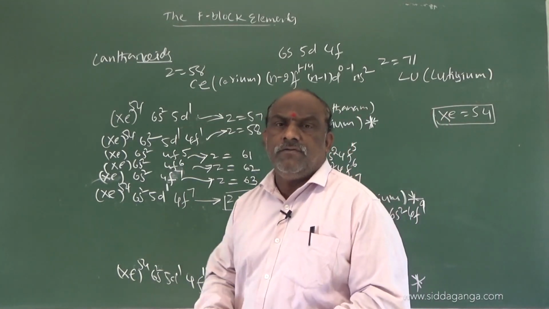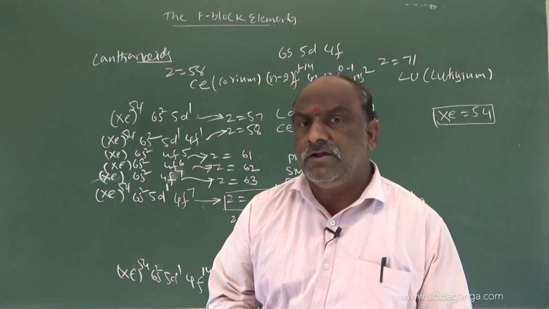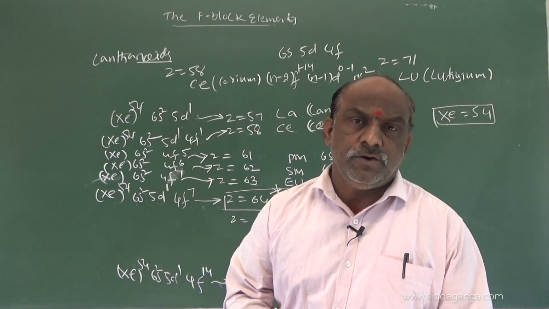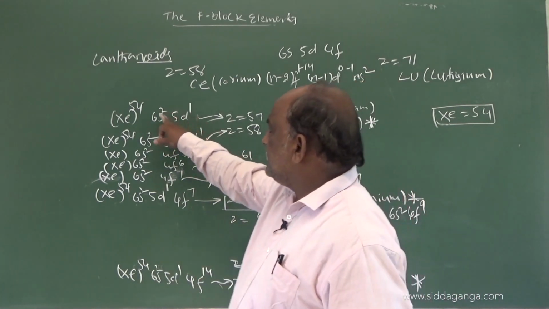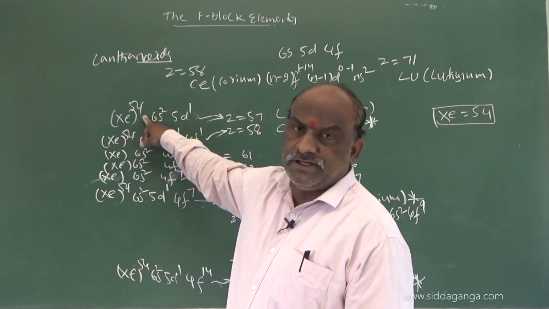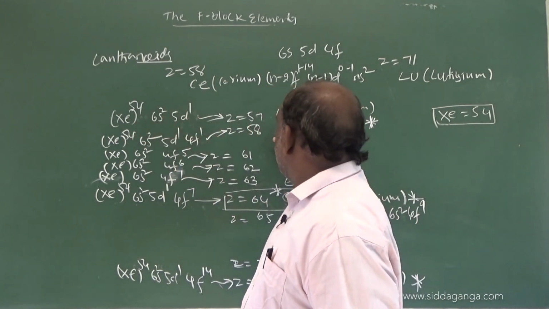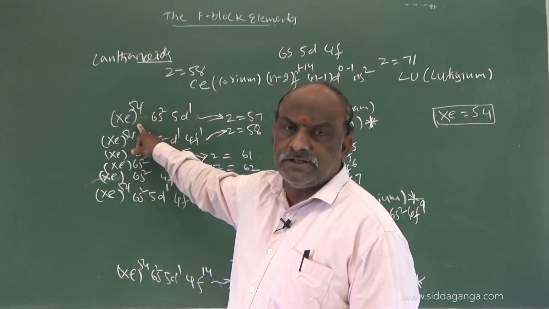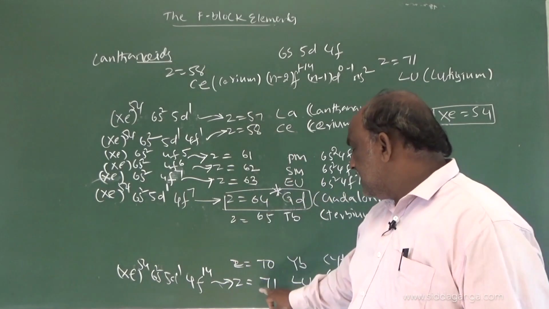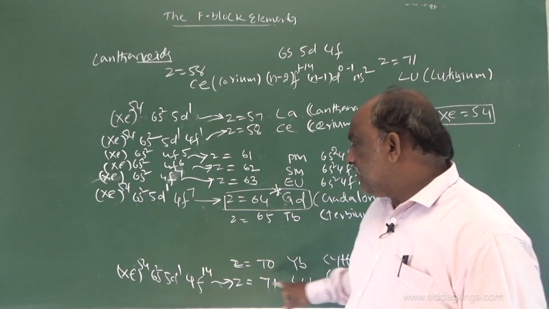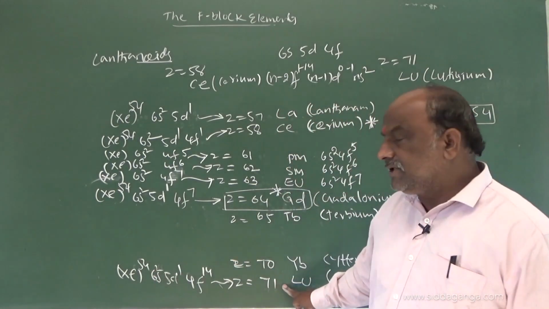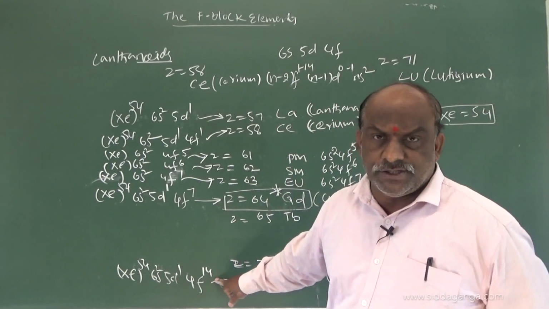Already we know that half filled and fully filled electronic configurations are more stable than partially filled ones. Once you remove 3 electrons from this, 2 plus 1, it becomes noble gas configuration. Lanthanum 3+ has noble gas configuration. Coming to the last example, lutetium: remove 1 electron from this, 2 electrons from this, then what do you get? Lutetium 3+ has f14 configuration.